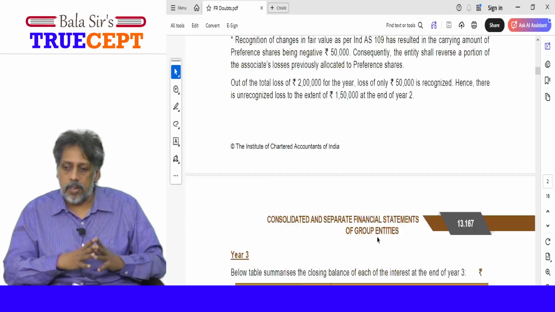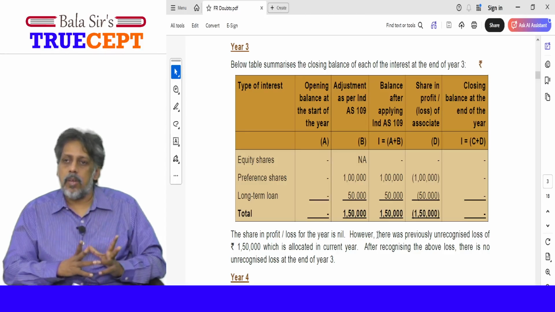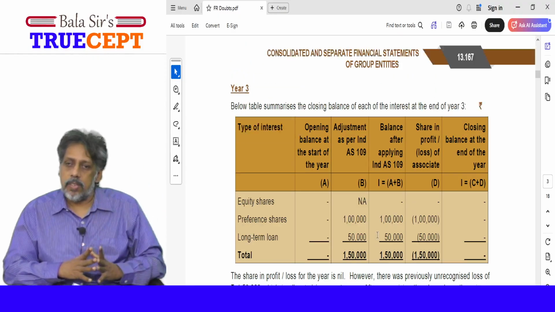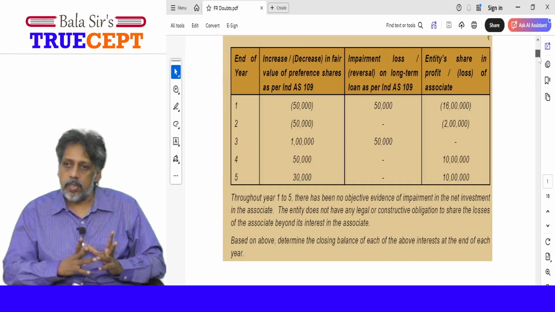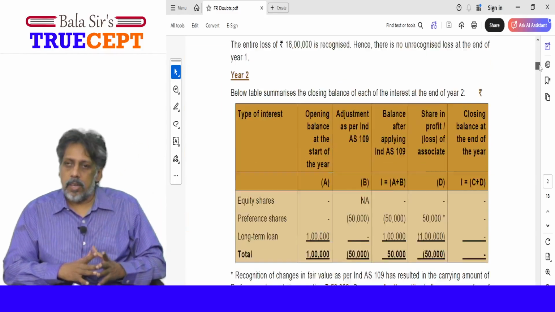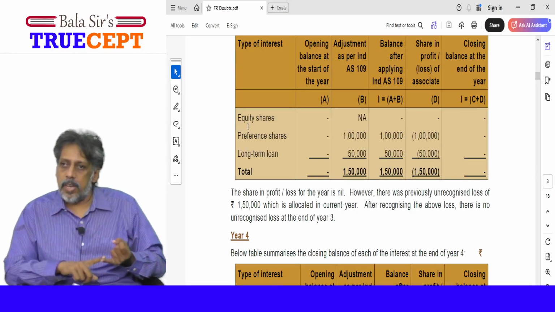Then go to year 3. In year 3, again equity share is nil for all the columns. Now year 3, just go to the question. Tell me for year 3, what is the share of profit? The last column. Nil. Okay, come back. Year 3, it's all nil, no? So no problem at all. So equity in year 3 is anyway nil.